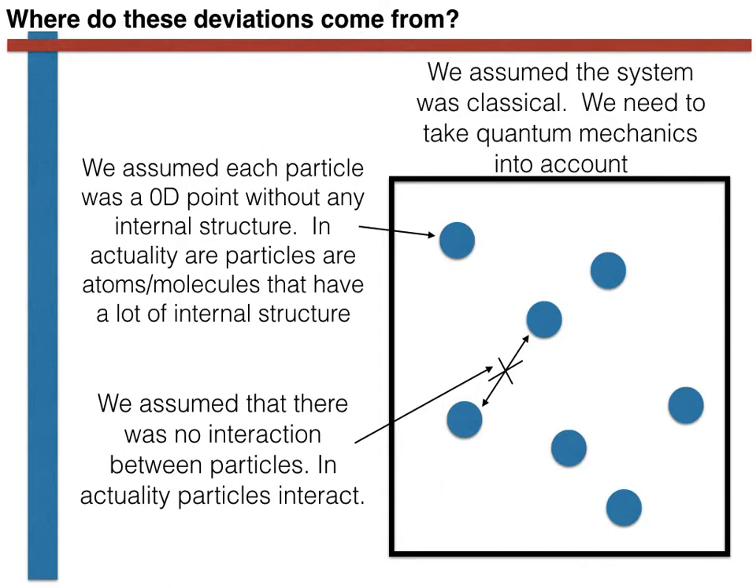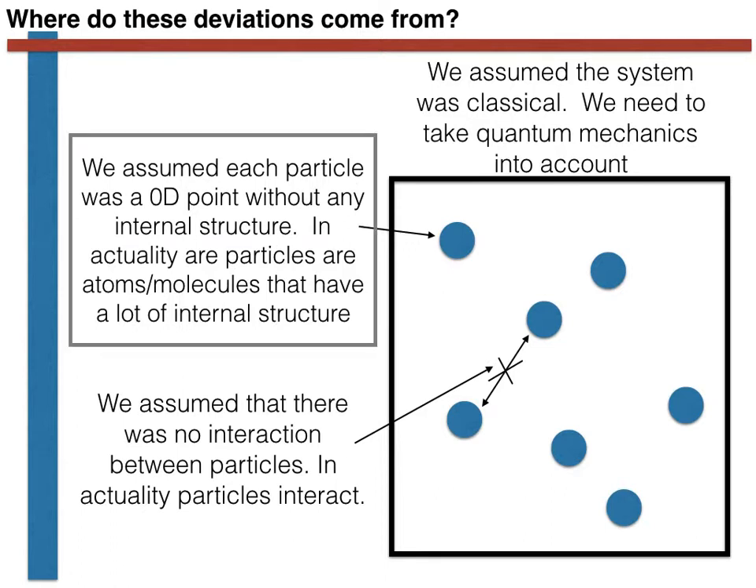The final assumption that we made is that we assumed that the particles that make up the gas behave classically. In actuality, we should use the more accurate tools of quantum mechanics in order to describe the motion of these particles. In this video, we are going to focus on the issue of how to incorporate the internal structure of the particles that make up the gas in the Hamiltonian.